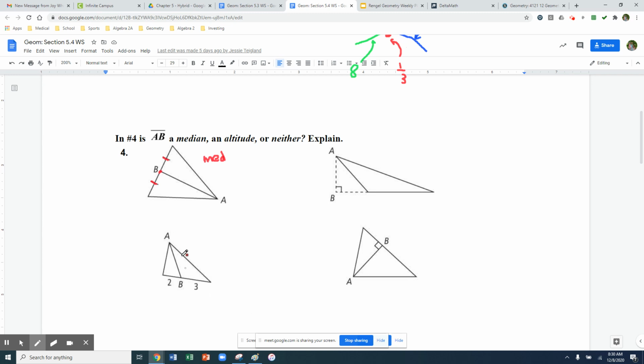We'll go down below here. I see a segment from vertex to this point right here, but is B our midpoint of that segment? No, so this one is neither. So that one will not have either or. We can slide over to here. I go vertex to a perpendicular right there. So that one's going to be an altitude. And lastly, I've got a vertex to a 90 degree. That would also be an altitude.